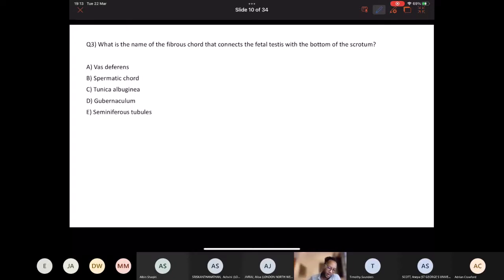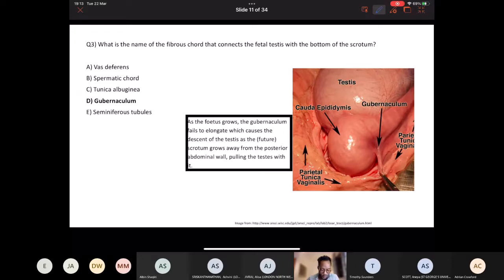Great. So 100% for D, gubernaculum. This is quite an important bit just to remember. It's a key thing to remember. The gubernaculum fails to stretch or elongate. As the inguinal canal, which we'll go into in the next slide, starts to develop, this gubernaculum, which is attached to the scrotal wall, moves with it and pulls the testes down. So that is the fibrous cord which connects the fetal testes with the bottom of the scrotum. And in this image, you can see it here.